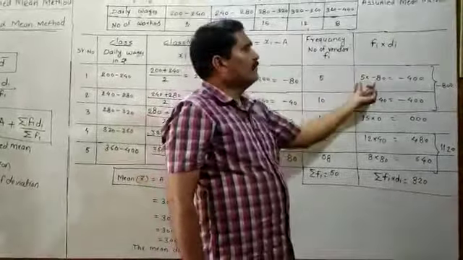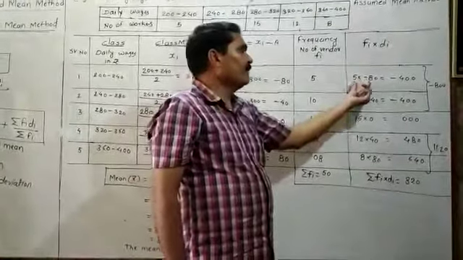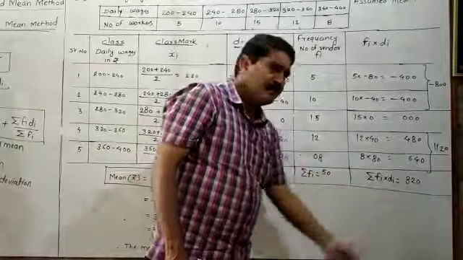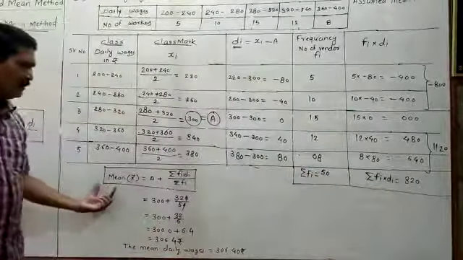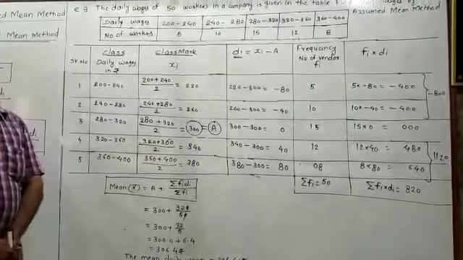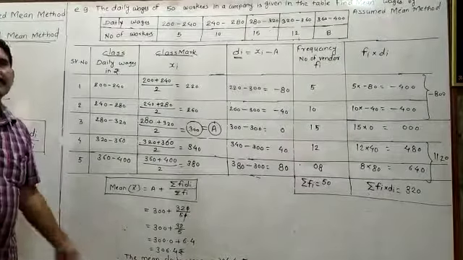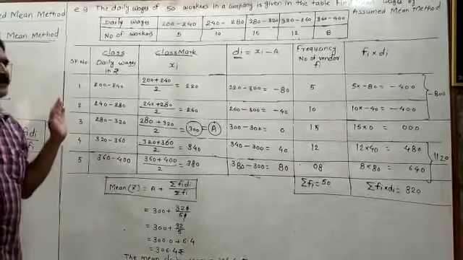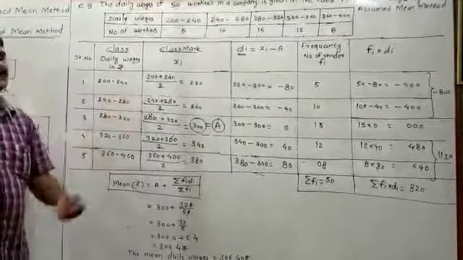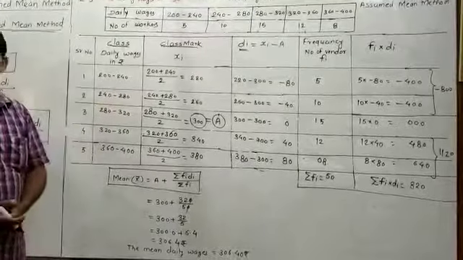After that you have to find out fi into di, and then find the sum of fi into di. After that you have to write the formula of mean, put all the values, and find the mean by the assumed mean method. This is the way to find the mean by the assumed mean method, and you have to prepare columns like these.